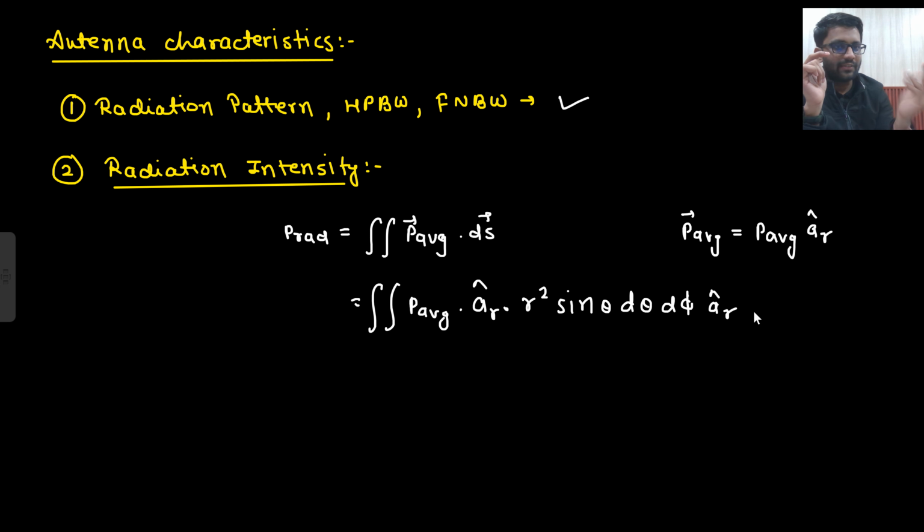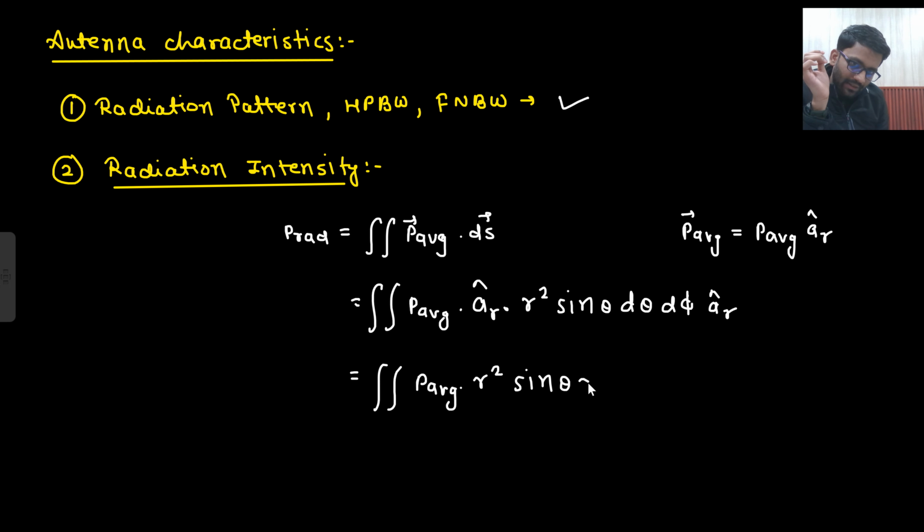Although there are other dS as well, those we will not take into account because we need to take that dS vector in the direction of radiation. So in the direction of radiation, the dS vector is this. Now a_r dot a_r will be 1. So what are you getting? Your P radiated is P average times r square sin theta d theta d phi. So till this step, all things are clear, right?